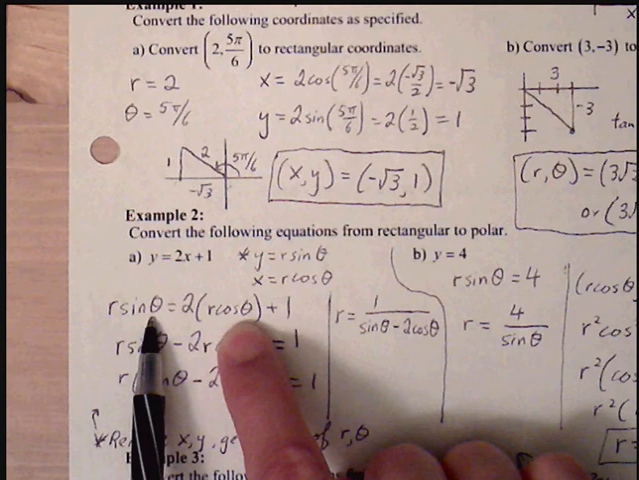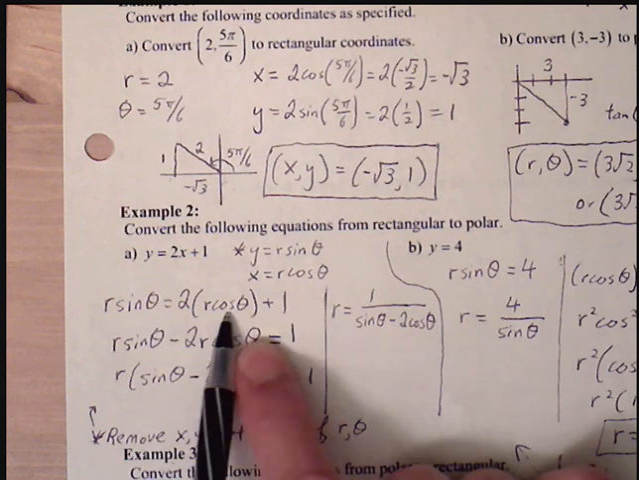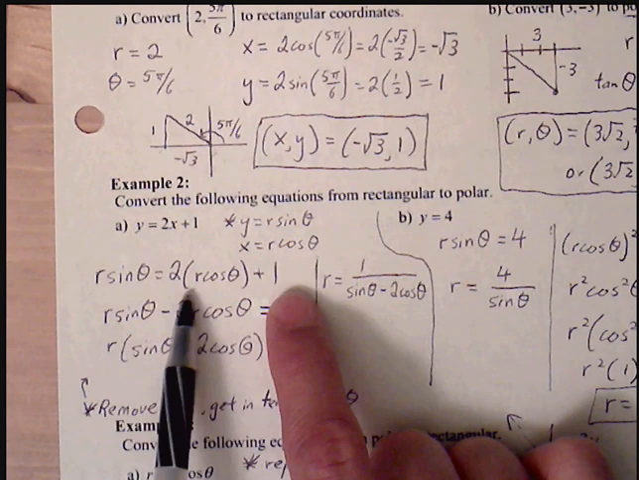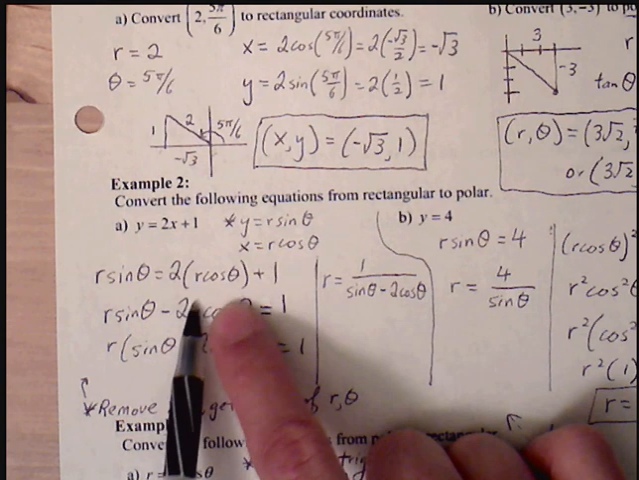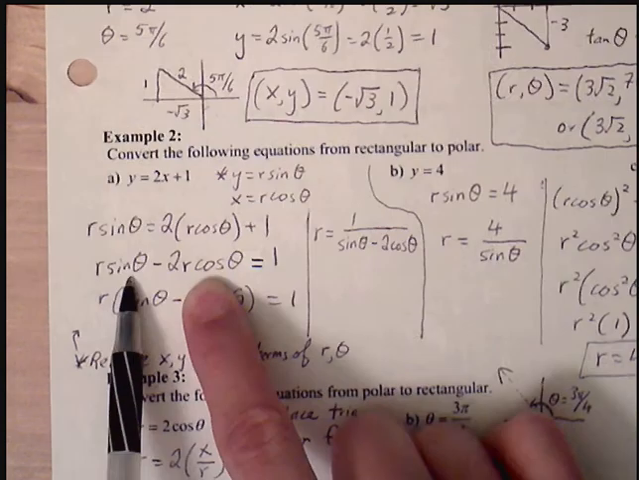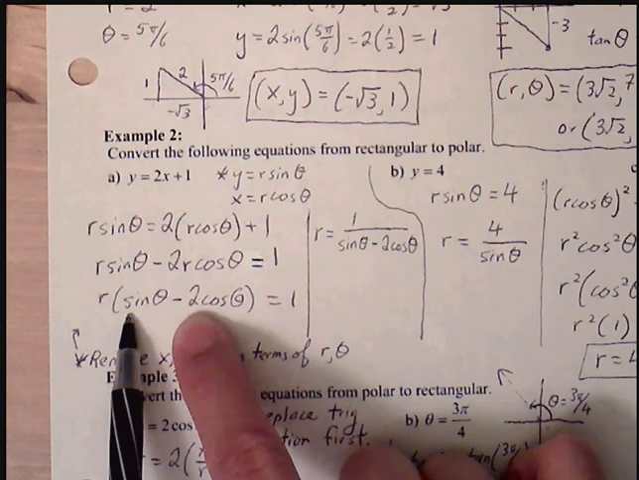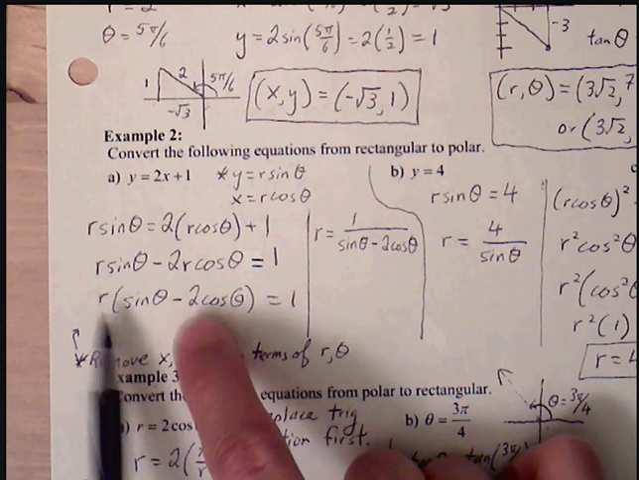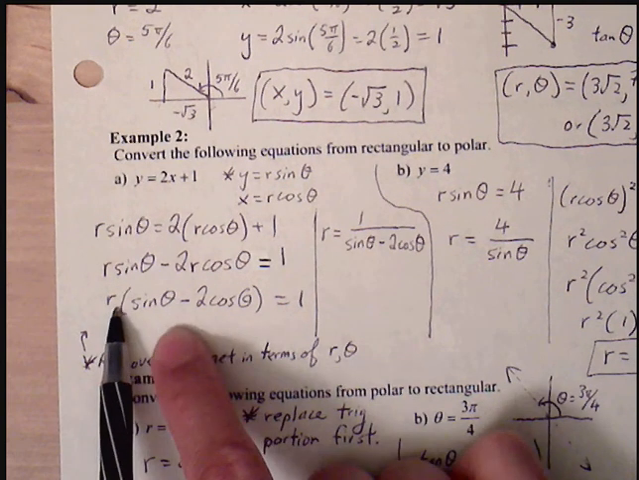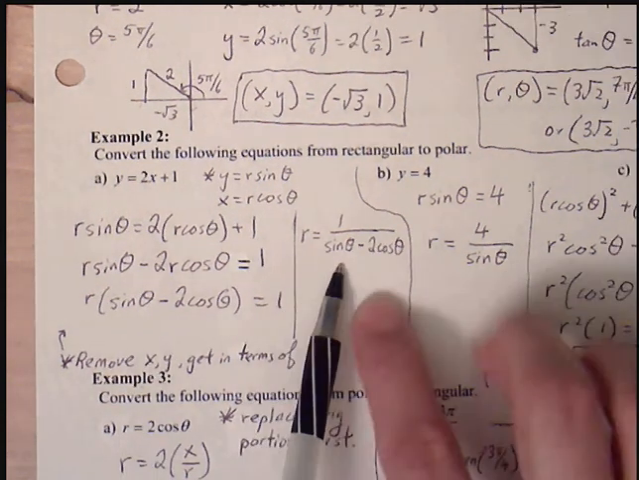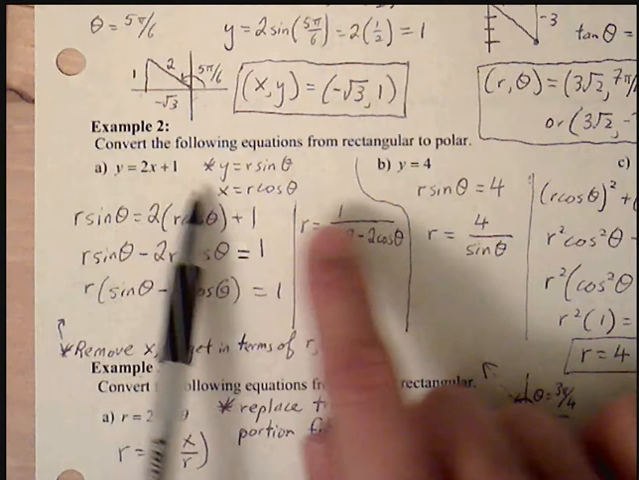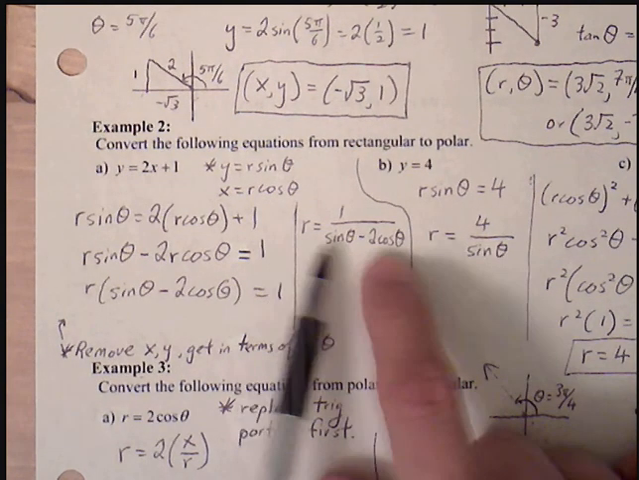X gets replaced with r cosine of theta. Okay. We make this 2r cosine of theta, and we can try and put the r's together. So move the 2r cosine of theta to the left side. Factor out the r. We have sine of theta minus 2 cosine of theta. And then we want to just solve for r if we can. Okay, so solve in terms of r. And so when we solve for r, we get r is equal to 1 over sine of theta minus 2 cosine of theta. We have eliminated y and x, and we have converted all of our variables to be in terms of r and theta.